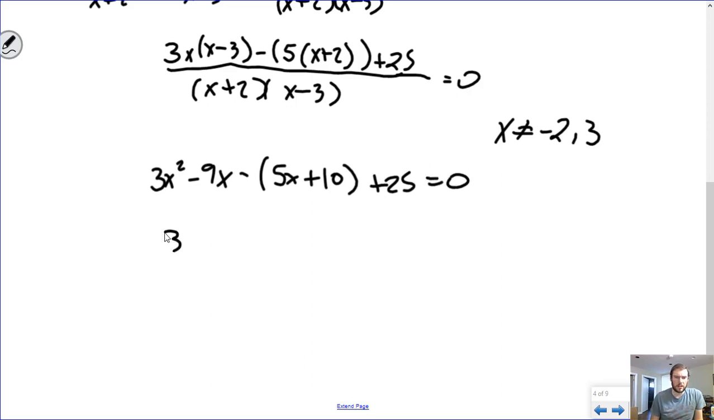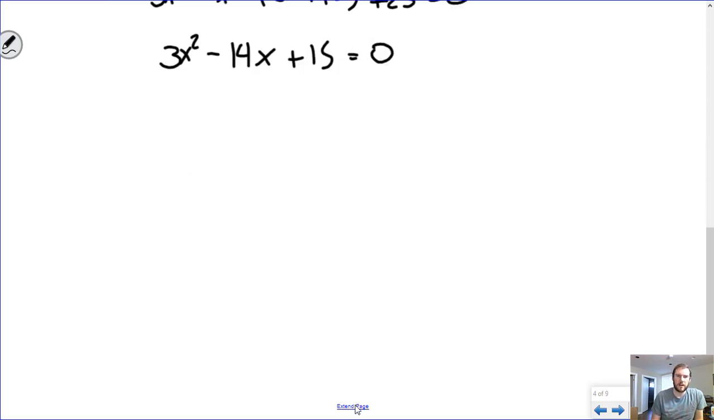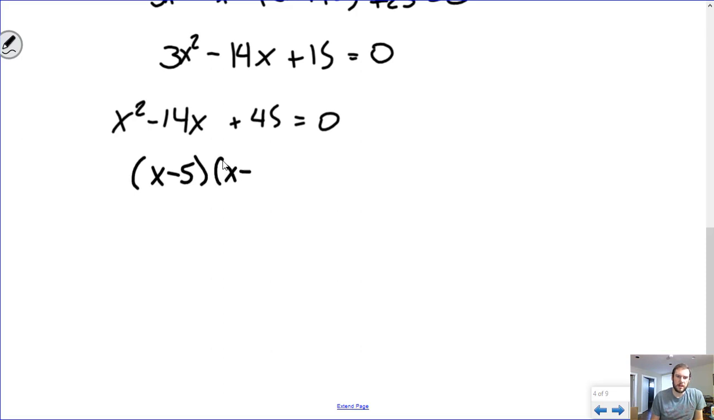So now let's combine all of our like terms. 3x squared, negative 9x minus 5x is negative 14x, and negative 10 plus 25 is 15. Now, to factor this, we could use slide and divide. We take the 3, slide it to the end, and we get x squared minus 14x plus 45 equals 0. This can be factored as x minus 5 and x minus 9.